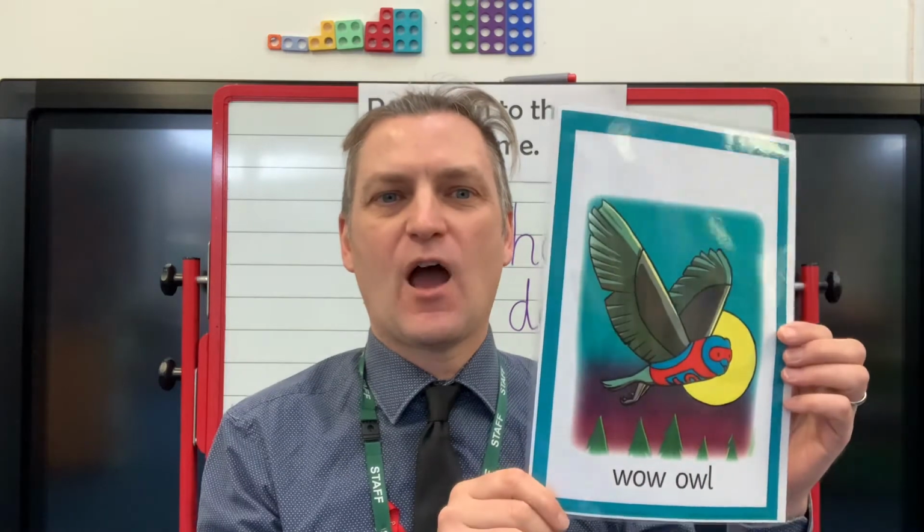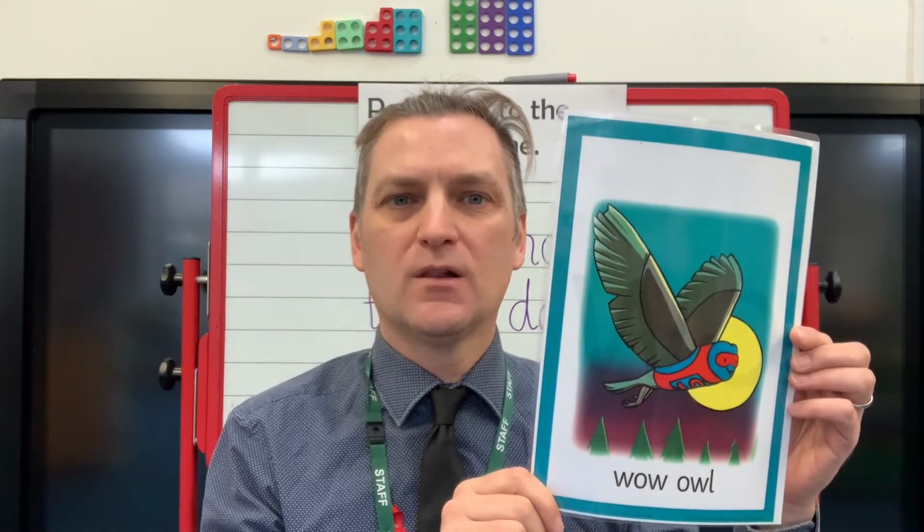Okay. Let's have a look at today's digraph. Here it is. We've got the O, W, and together it makes ow. This is ow. My turn. Ow. Your turn. My turn. Ow. Your turn. Here we are. So, ow. We've got wow. Owl. Wow. Owl.